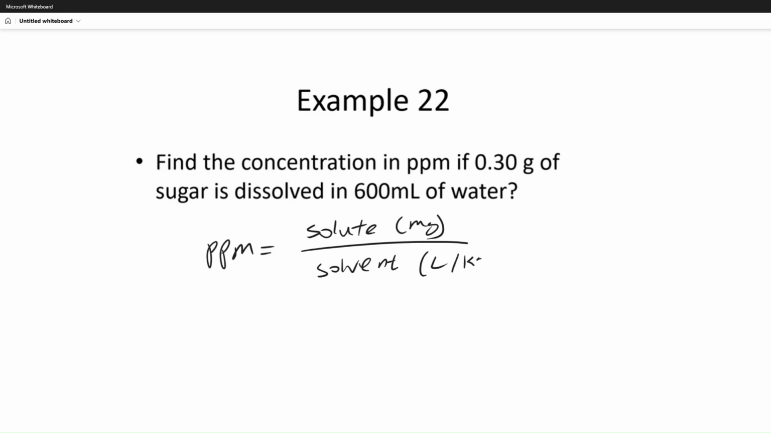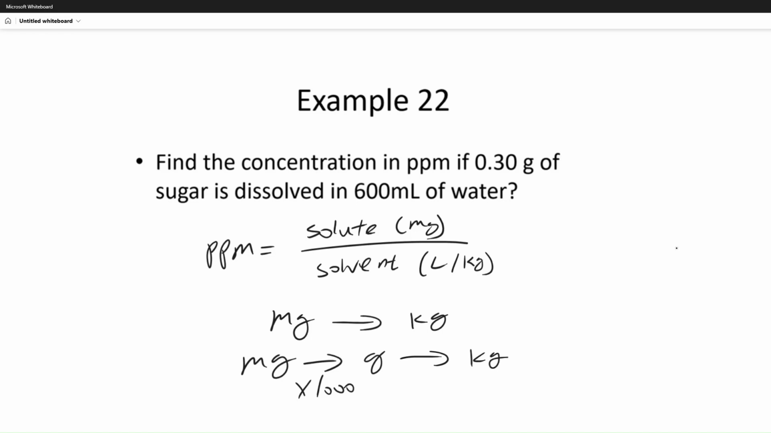The reason we do this is, let's think about it. How do we go from milligrams to kilograms? How do we go from the unit of the solute to the unit of the solvent? Well, let's go milligrams to grams first. That's times 1,000. Then grams to kilograms. That's times 1,000 again, isn't it? So altogether, milligrams to kilograms, there's a 1 million difference, right? 1 million. That's why we call it parts per million.